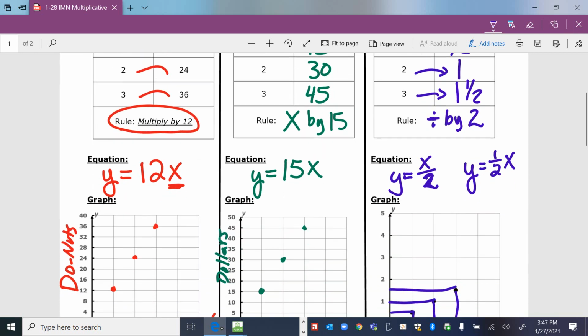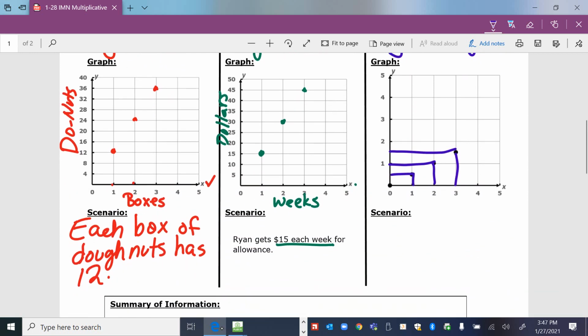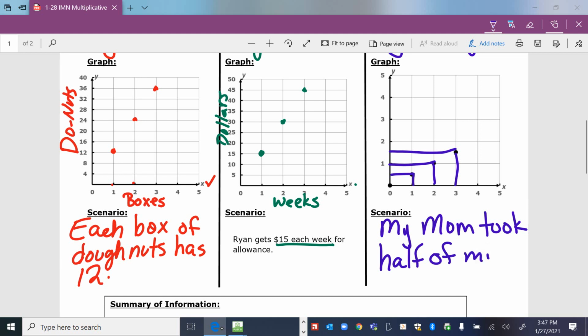All right, we did the graph. Now we need a scenario. I have something and someone took half. Aha! My mom took half of my money. Thanks, Mom. Boom. My mom took half my money.